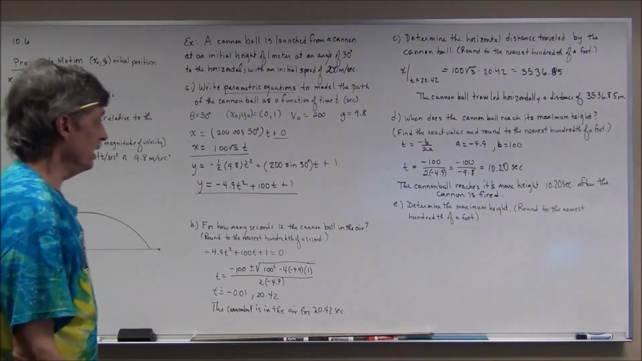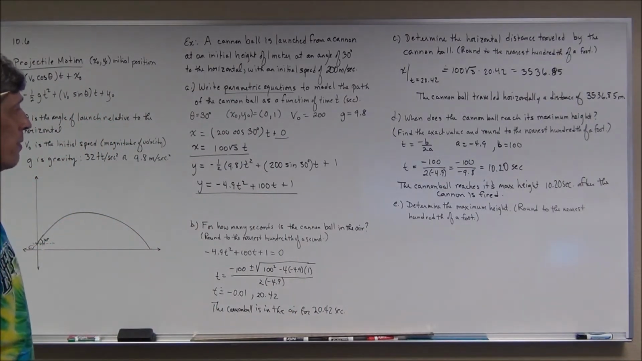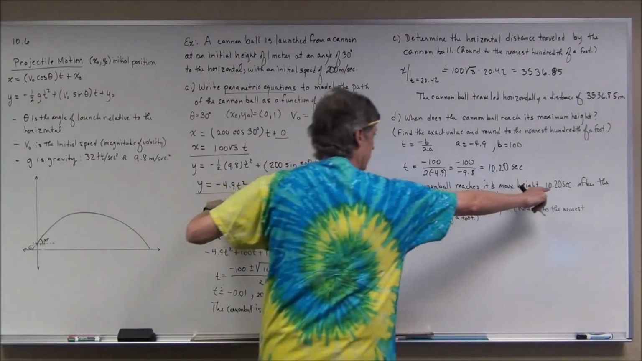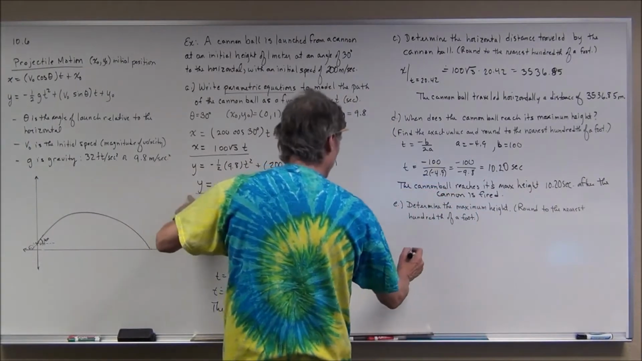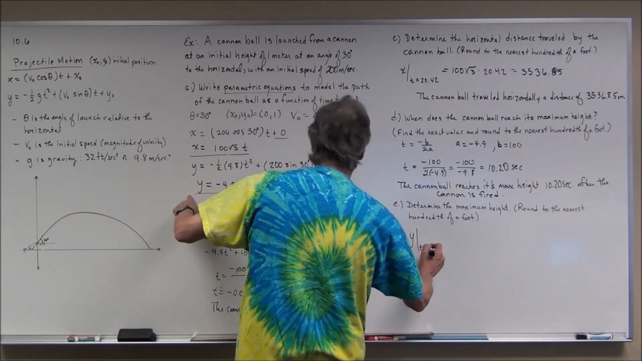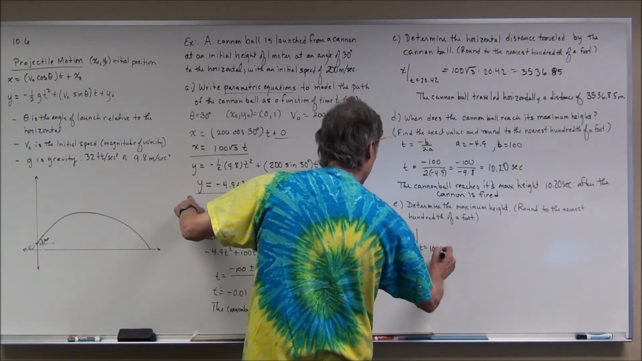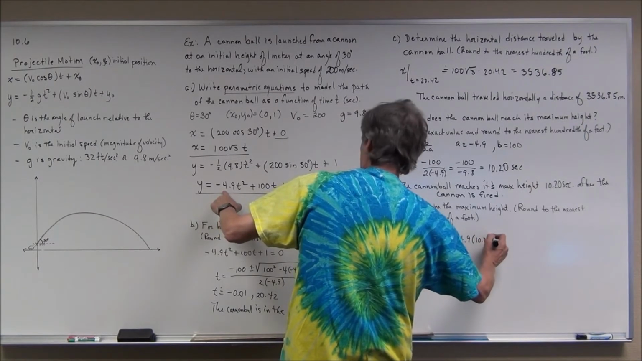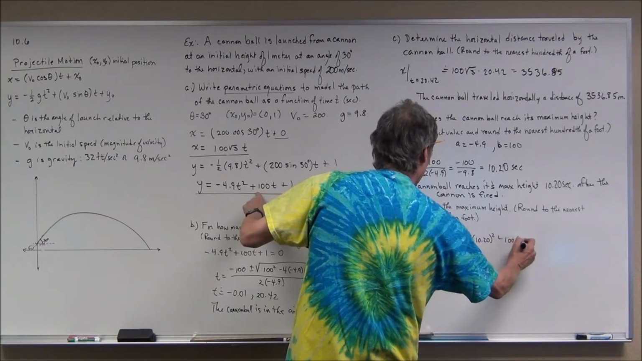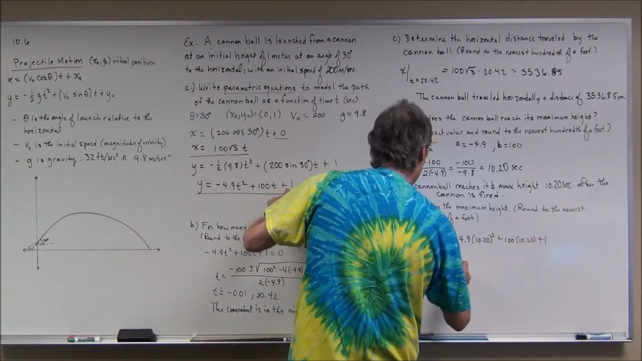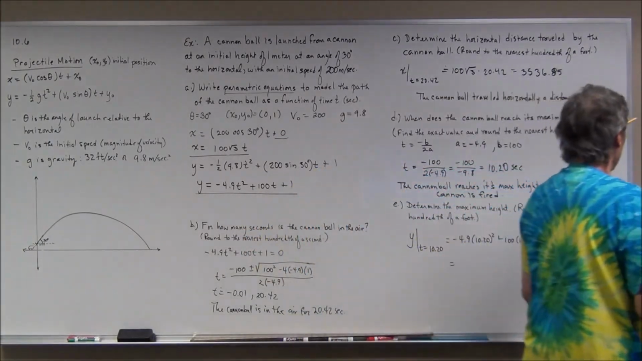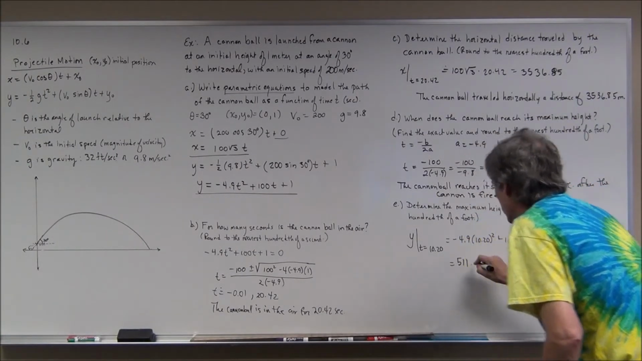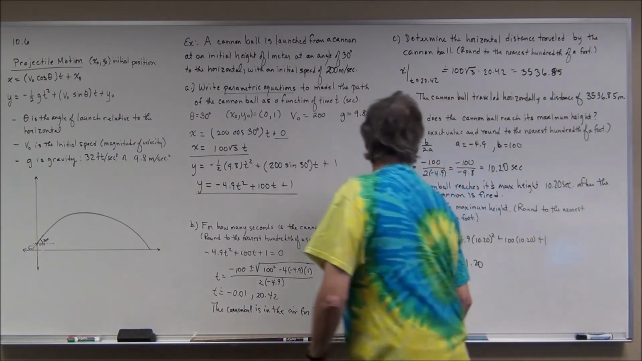Okay. Then it says determine the maximum height. Well, the maximum height goes back to here. What value do we plug in? Well, we get the maximum height at 10.20 seconds. So we would need to figure out what y is when t is 10.20. So this is going to be negative 4.9 times 10.20 quantity squared plus 100 times 10.20 plus 1. And again, need a calculator. I got this to be 511.20 the first time I did this.